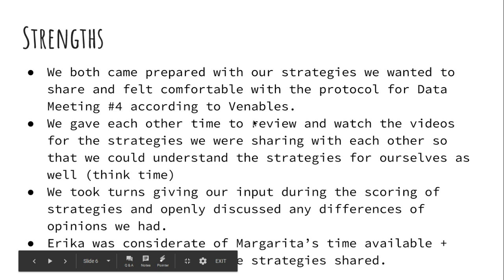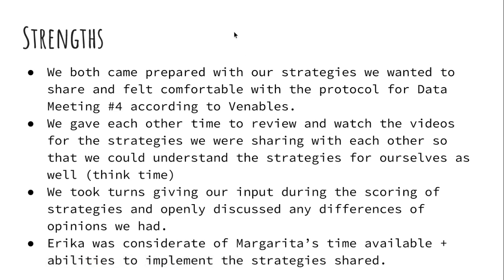We also took turns giving our input during the scoring of strategies and openly discussed any differences of opinions we had. And Erica was very helpful and considerate of my time available and abilities to implement all of the strategies shared. So again, she helped me tweak the student choice boards so that they would be relevant to a world language class.